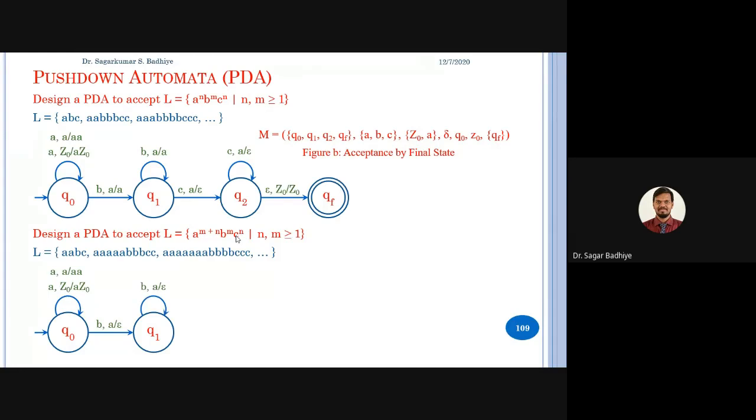If again it gets a B in Q1, it would just pop it from the stack, and it can get any number of B in Q1. As soon as it gets a C, it would again change the state so as to make sure that there should be no B or A. So in Q2 you won't get any B or A as input. When you read a C, you pop A, and you can get any number of C's. One C will be there, but you can get any number of C. As soon as you get a C, you will pop A from the stack.